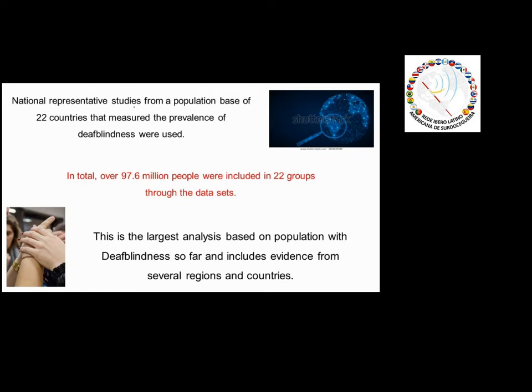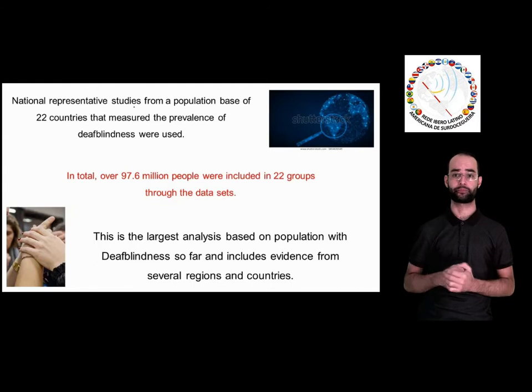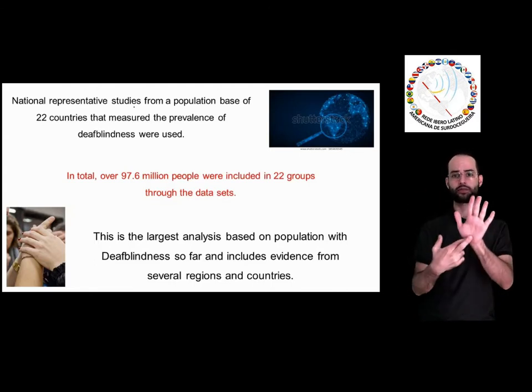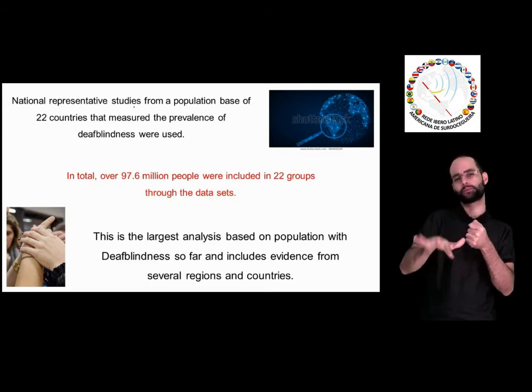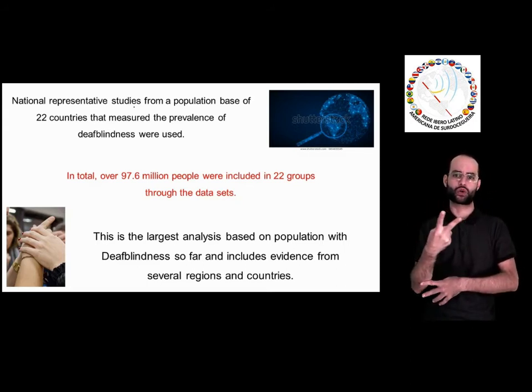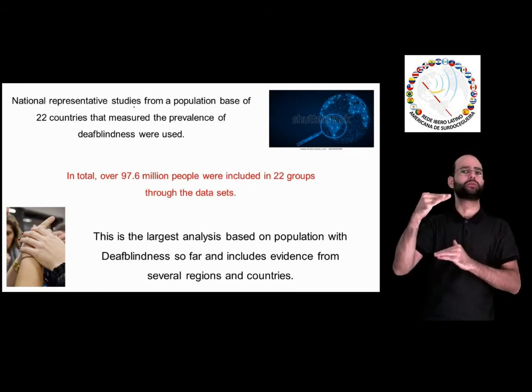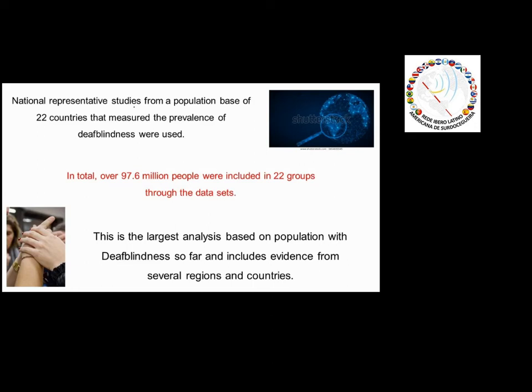Fifth slide. On the top to the left in black ink centered it says: national representative studies from a population base of 22 countries that measured the prevalence of deafblindness were used. To the right is a colored image with a black background. There is a blue magnifying glass with its outline in flashing lights, on a blue world where the countries are also in flashlights.